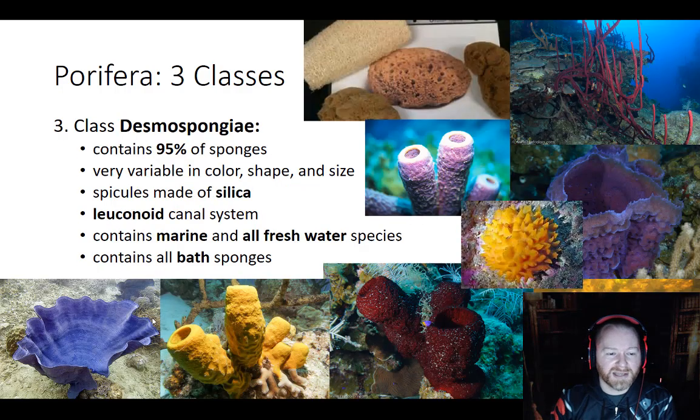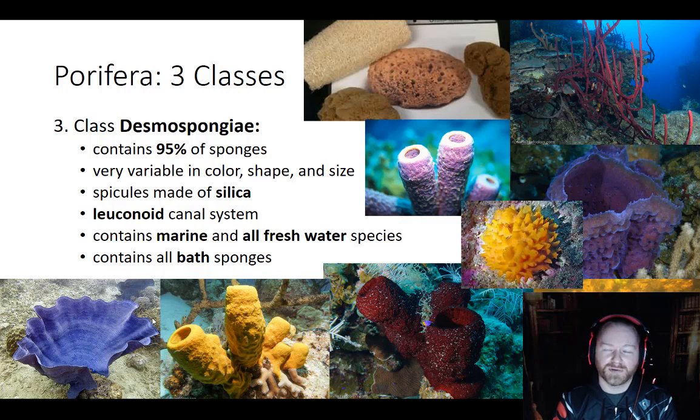All right, so our last class is the Desmospongiae. If it wasn't found in the first two, it's going to be found in this one. 95% of all sponges are found in Desmospongiae, and essentially put, these are your common, everyday sponges that you think of. So they're very colorful, they have different shapes and sizes. Their spicules are made of silica. They only have the leuconoid canal systems, so that's an interesting one to remember. Both marine and freshwater species are all contained within the Desmospongiae.